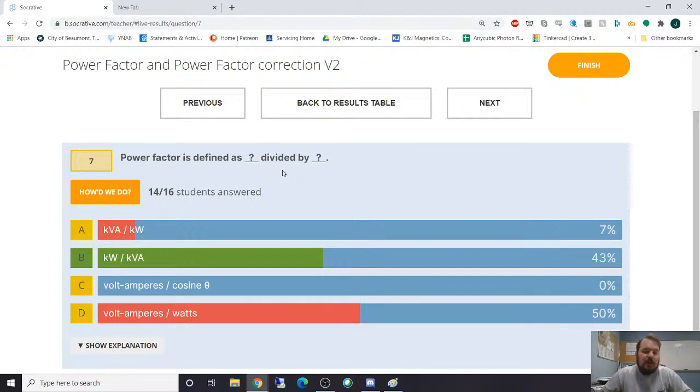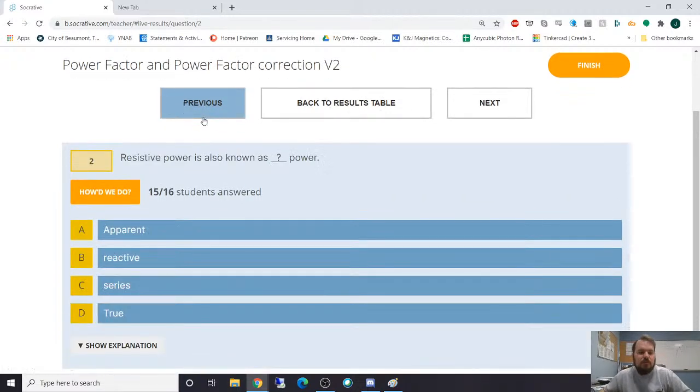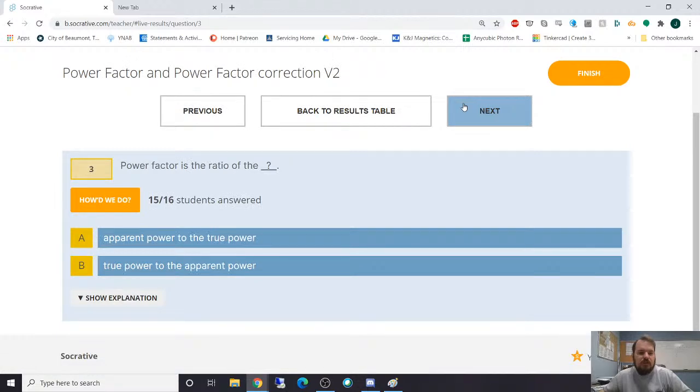Okay, that's just true power divided by apparent power. Kilowatts divided by kilovolt amps. That's the same question as number 2? No, 3.